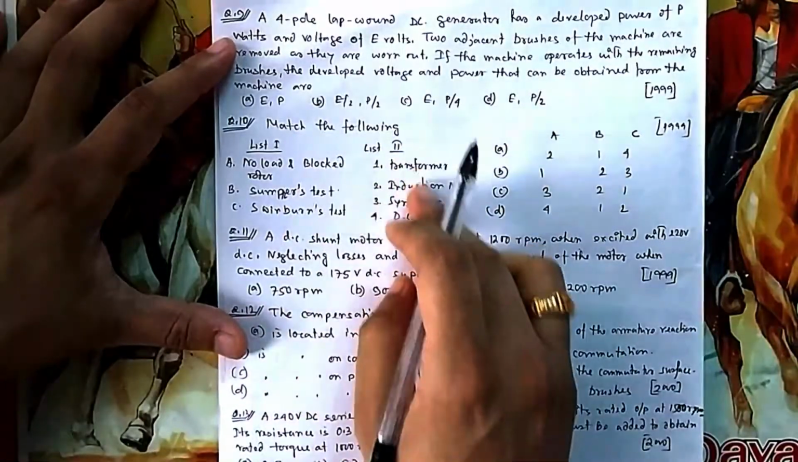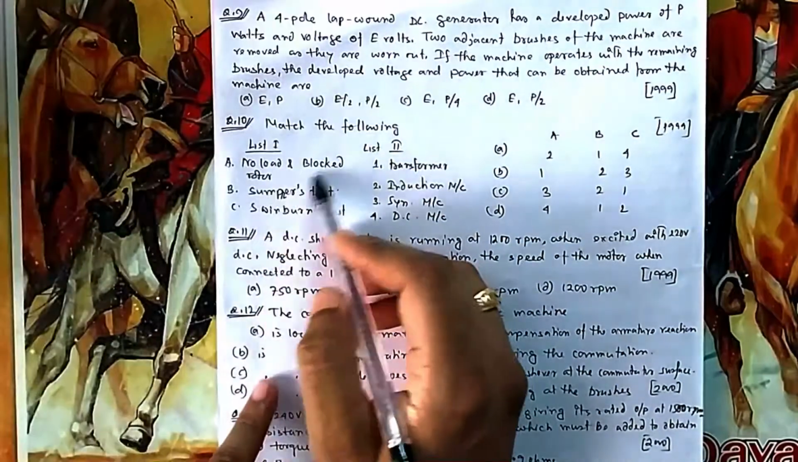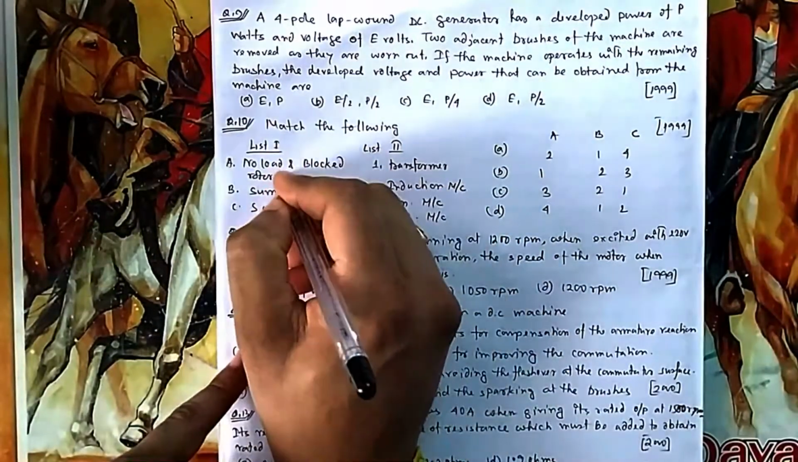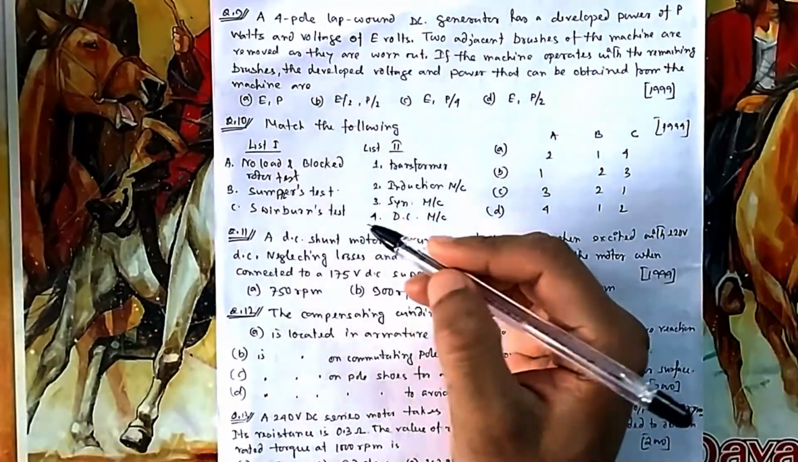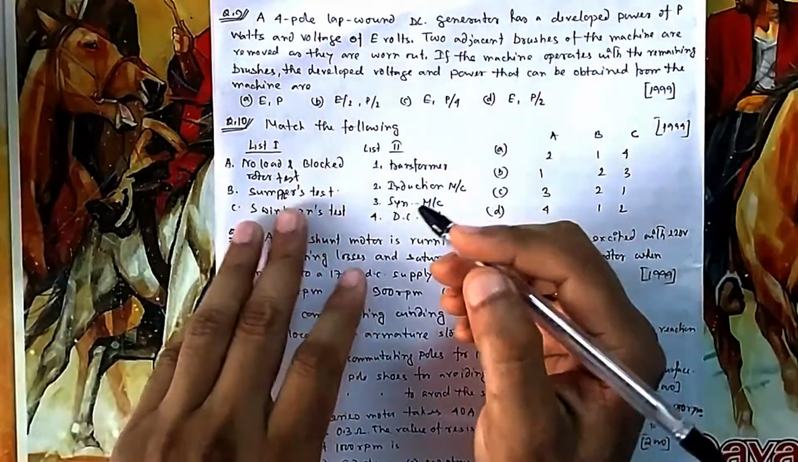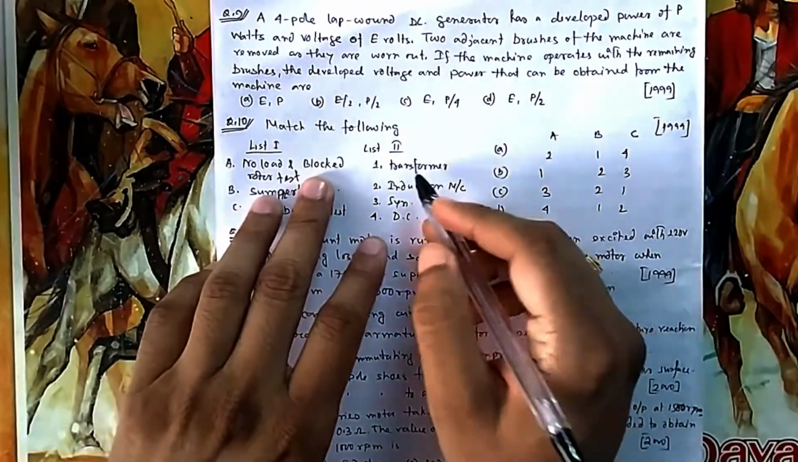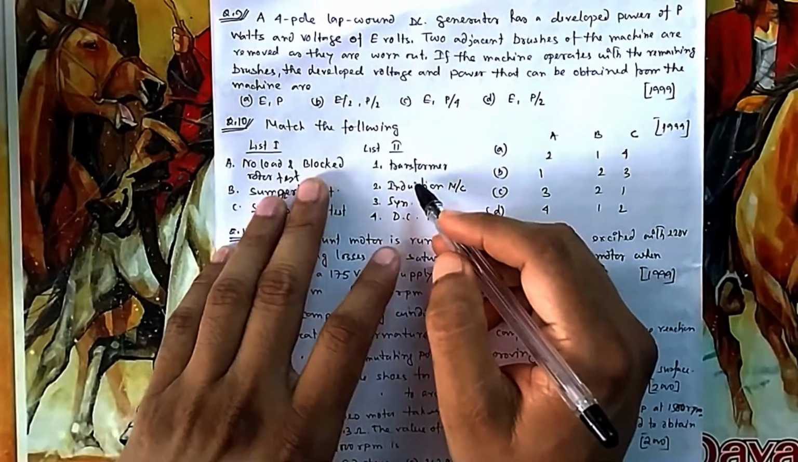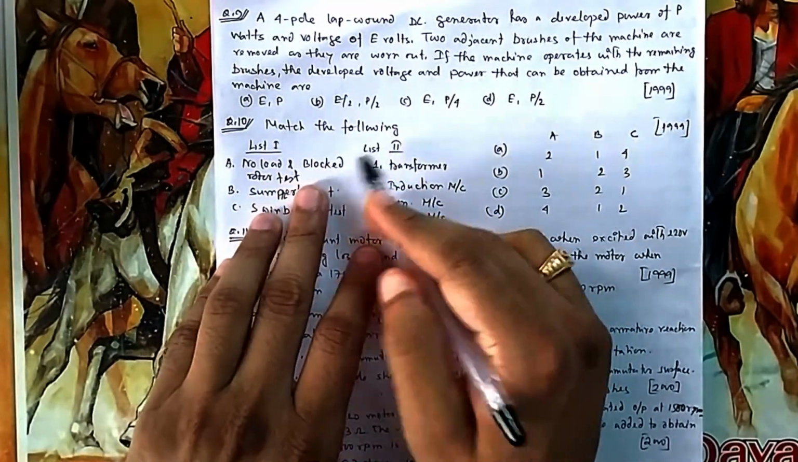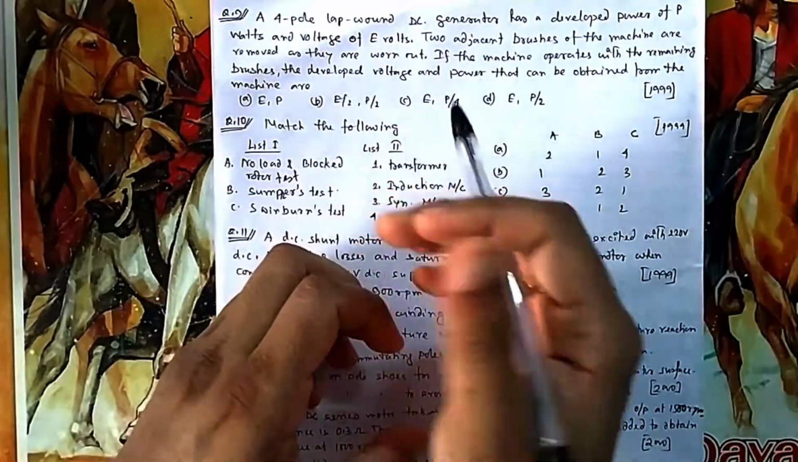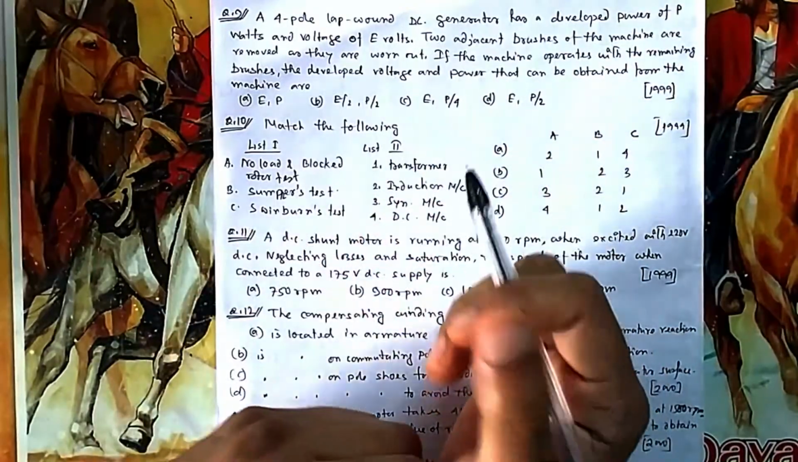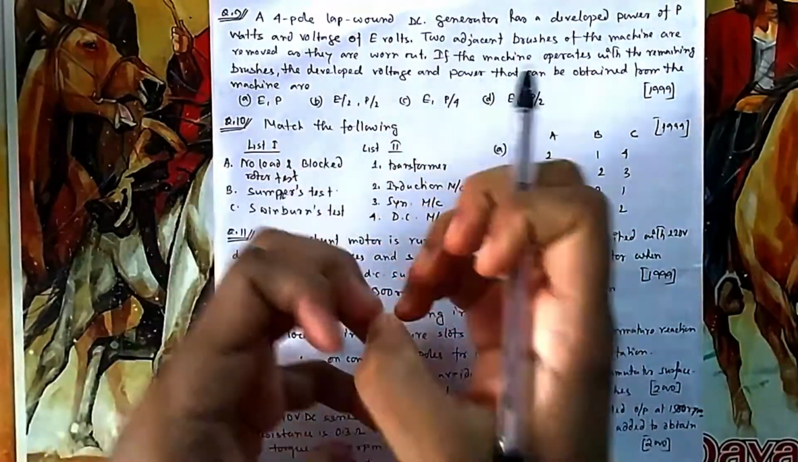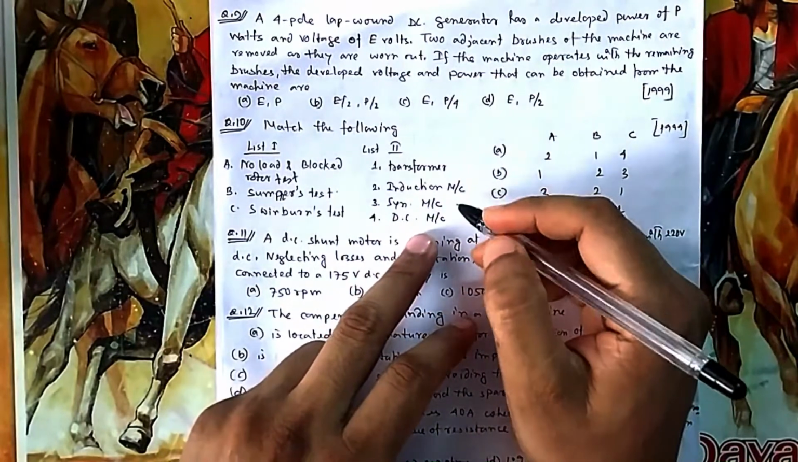So here list 1 and list 2. List 1 is no load or block rotor test. It is a test actually. Then Sumpner's test, then Swinburne's test. I think you know all these tests. No load and block rotor test. So you can see by seeing this side also, it should be connected to a motor, because block rotor means you will block the rotor, then you will rotate and do the test. So it should be done on some motor where you can block the rotor. So obviously it will not be a transformer.